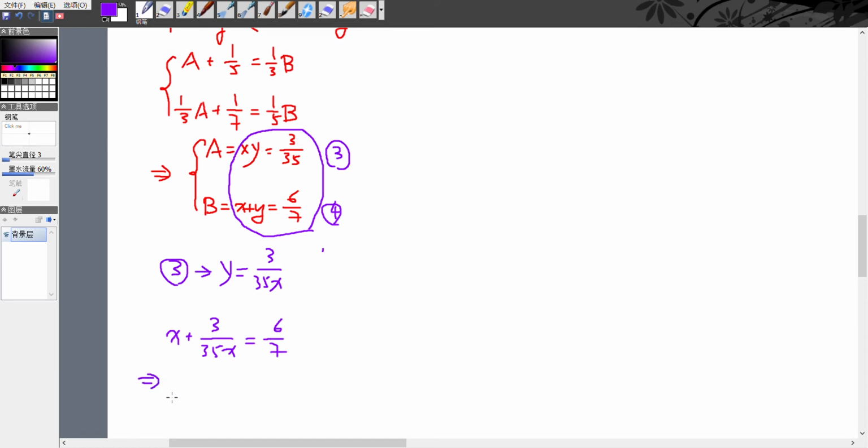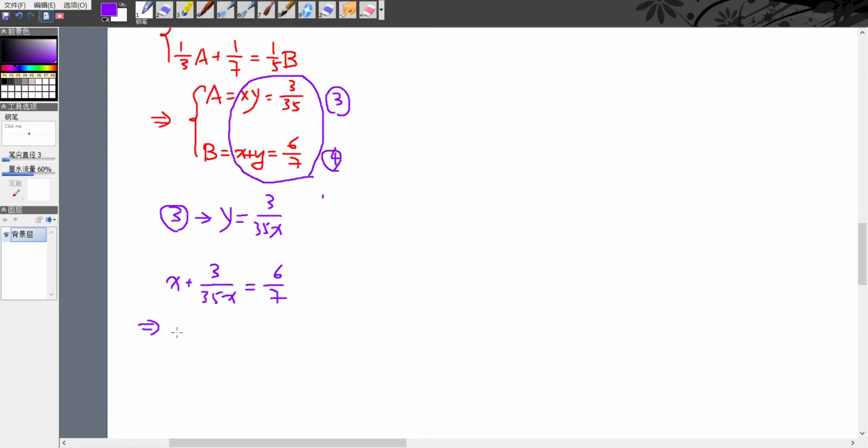this gives us 35x squared minus 30x plus 3 is equal to 0, and this quadratic equation gives us the value of x as 15 plus minus 2 times the square root of 30 over 35.